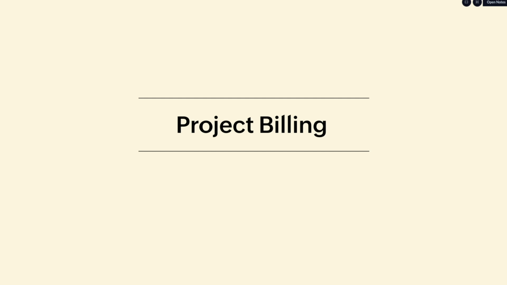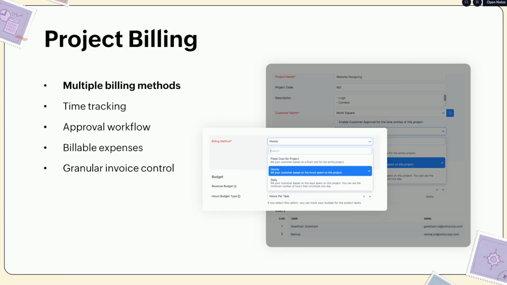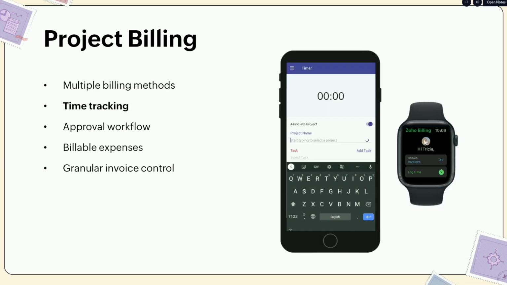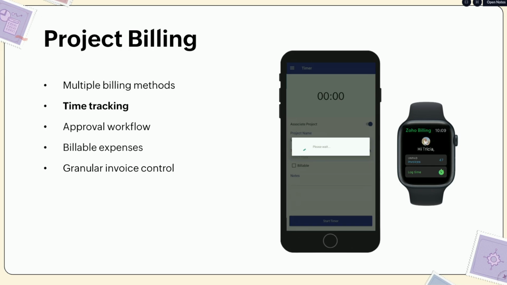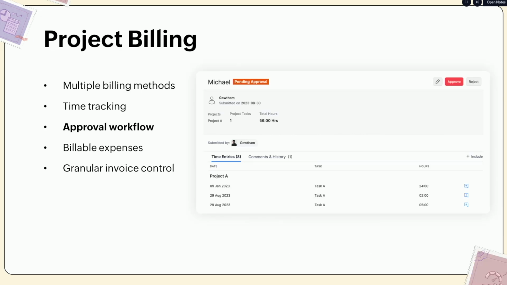Next is project billing. Even this method of billing is available in all the finance applications, like Books and Invoice. So in project billing, you will be able to configure projects based upon multiple billing methods. So you can bill your customers based upon the task, or you can bill customers based upon the employee's time. You will also be able to bill customers with a fixed cost of the project. You will be able to track time, so your employees can track time using mobile apps or even Apple Watch. You will also be able to have an approval-based workflow. So you will be able to assign a project manager, and the project manager can approve the entries of the time that is tracked by the system.